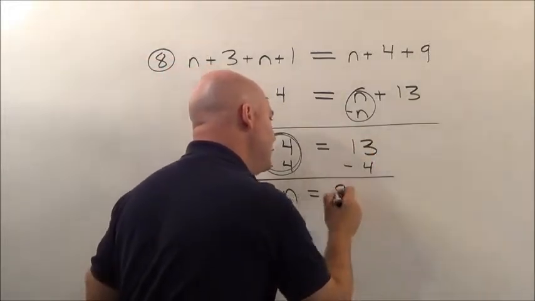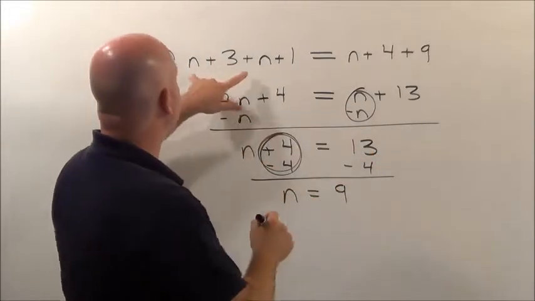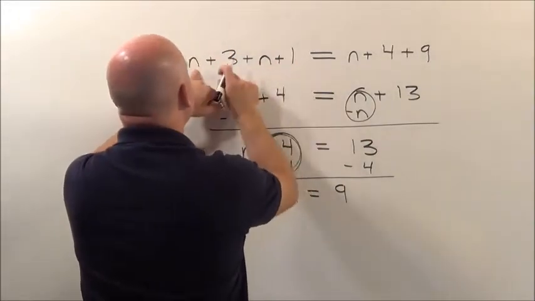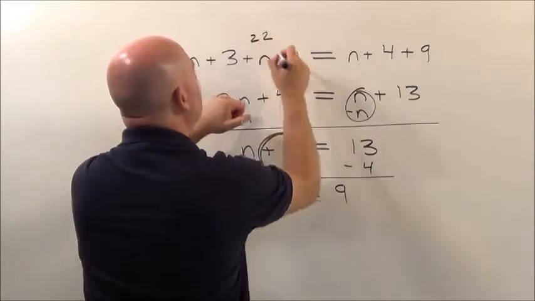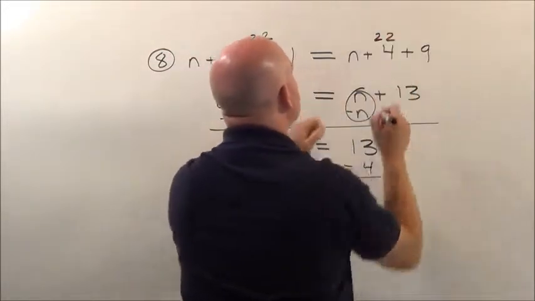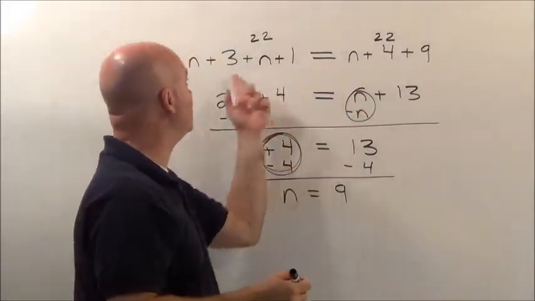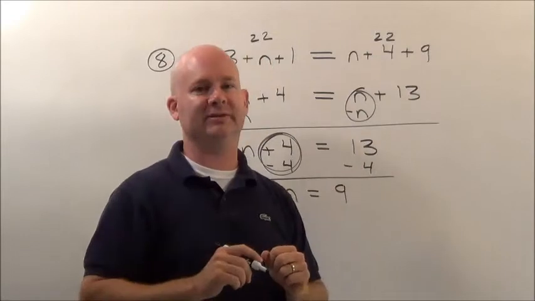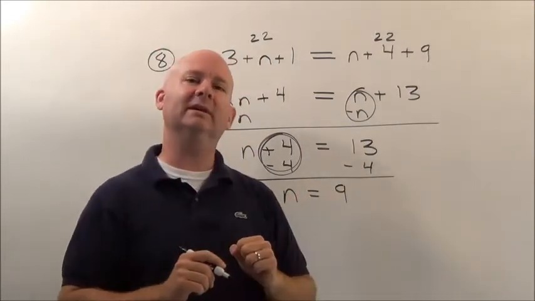13 minus 4 is 9. I can check if I plug 9 back in here. 9 plus 3 plus 9 plus 1, that's going to give me 22. 9 plus 4 is 13, plus 9, 22. Yeah, that's the magical value that makes this side equal to the other side. Answer: n is equal to 9.